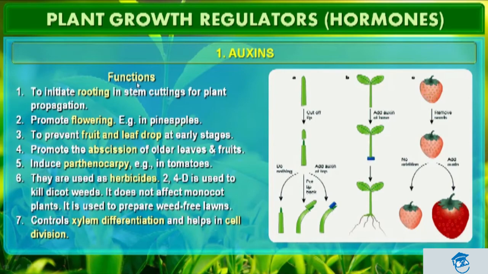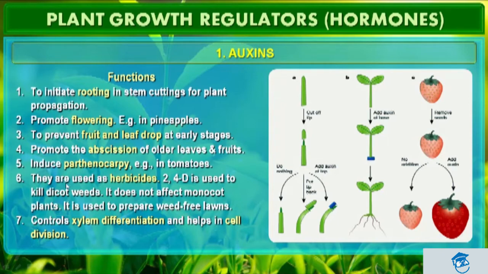So what are the functions? It initiates rooting in stem cuttings for plant propagation. It promotes flowering, for example, in pineapple. It prevents fruit and leaf drop at an early stage. It promotes abscission of older leaves and fruits. It induces parthenocarpy, such as seedless plants. I'll explain what parthenocarpy is in detail, but for the time being, just know that auxin is a plant hormone that induces parthenocarpy, for example, in tomatoes.